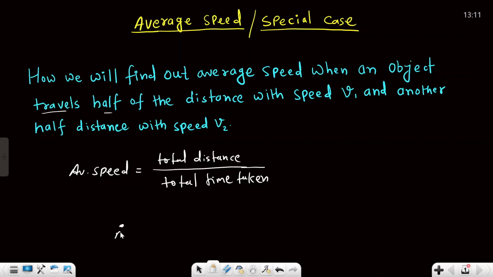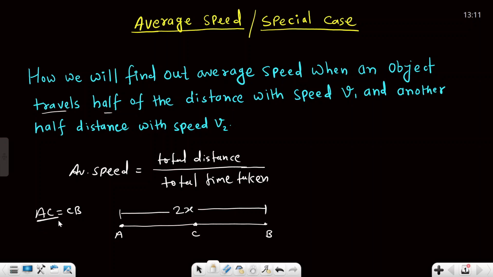So first of all, we will assume that here is a point A and here is a point B, and the total distance between A and B is 2x. So according to the question, half of the distance of AB, let's say this is the point C, and here we can say that AC is equal to CB. So AC we are taking as x, and CB we are taking as x also. So this x distance is covered with velocity v1 and the other x distance is covered with velocity v2 according to the question.